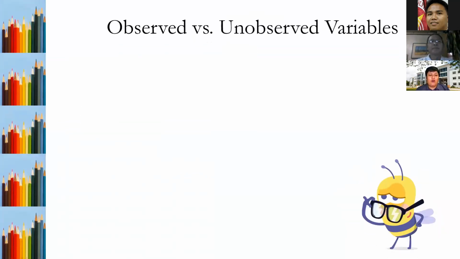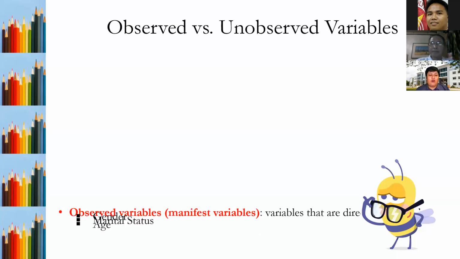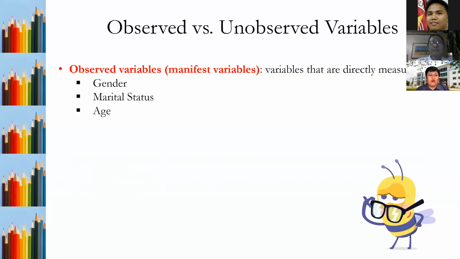So let's start with the difference between an observed and unobserved variable. Remember, every time we craft our research instruments, we need to classify our variables, whether the variable that we will be using is an observed variable or an unobserved variable. Okay, so what's the difference between the two? When we talk about an observed variable, it is also called a manifest variable. This is a type of variable that is directly observed, or directly measured.